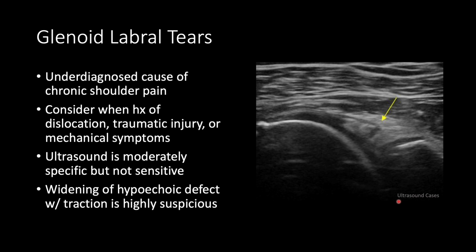for this diagnosis. So here we see the labrum, which is a sort of triangular structure in the glenohumeral fossa, and then we see this hypoechoic structure kind of coursing through what normally should be a nice, solid labrum, and this can be a sign of a labral tear.